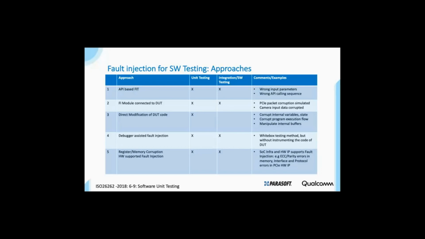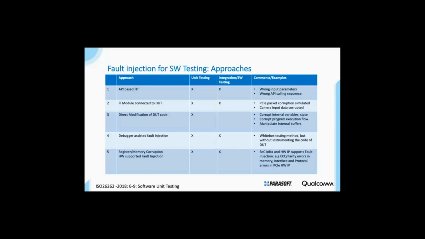For the approaches for fault injection testing, as I said, it's a bit challenging. So we use a whole set of various approaches. The first one, we modified our software to have special APIs to be able to generate faults. For example, we send wrong input parameters, or we call a sequence in a wrong way, etc. And in some of them, we had a fault injection module which will corrupt the incoming data. So we have something which can corrupt camera frames, corrupt the PCIe packets, etc., and then see how our hardware and software dealt with it.